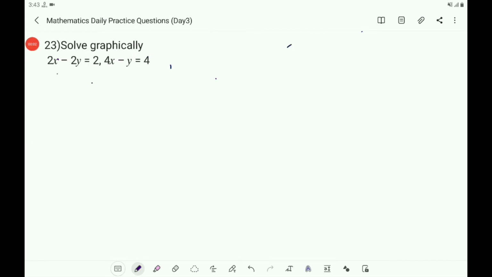Now the question number 23, solve graphically. The given pair of linear equations are 2x minus 2y equals 2, 4x minus y equals 4. Here we have to solve this pair of linear equations graphically. So take the first one, 2x minus 2y equals 2. Here you can take 2 common, 2 into x minus y equals 2. So after cancelling 2, you will get x minus y equals 1.